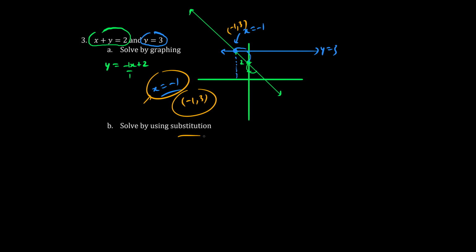Now let's try using substitution. We're going to substitute y equals 3 into here. So we have x plus y, which is 3, equals 2. And throwing the 3 over, we have 2 minus 3. So therefore x equals -1. So this is also another way of solving for x.